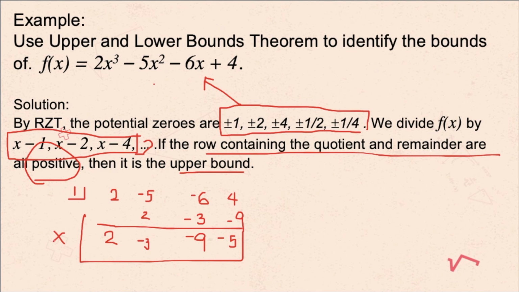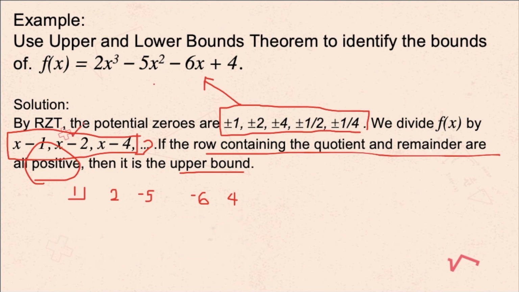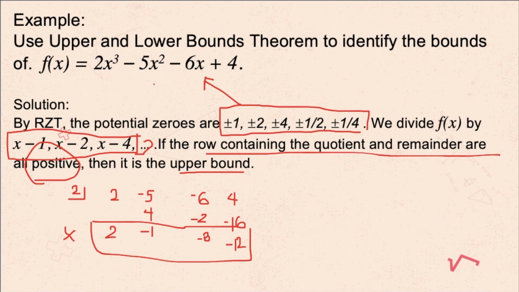So we'll have, class, the second binomial, which is x minus 2. Using the same given, 2, negative 5, negative 6, 4, let's have synthetic division of x minus 2. Using the same process, bring down the first number. 2 times 2 is 4. Negative 5 plus 4 is negative 1. Negative 1 times 2 is negative 2. Then negative 6 plus negative 2 is negative 8. Then negative 8 times 2 is negative 16. So again, do we have here all positive numbers in our answer? No. So again, what does this mean? Meaning to say, class, your x minus 2 is still not your upper bound.